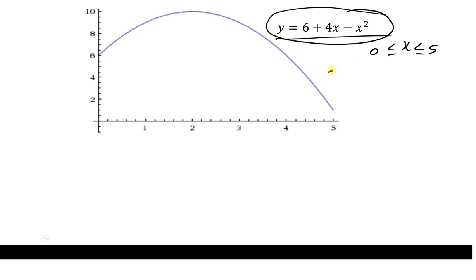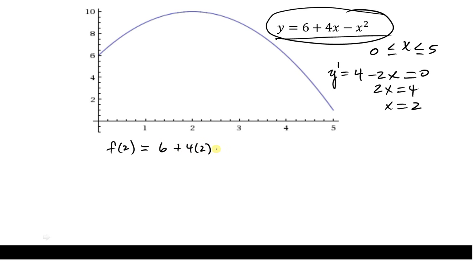You would set the derivative, which is 4 minus 2x, equal to 0, and we get 2x equals 4, and x equals 2 is where the derivative is 0. And so we now evaluate f at 2, which is equal to 6 plus 4 times 2 minus 2 squared, equals 10. So this is an interior point.